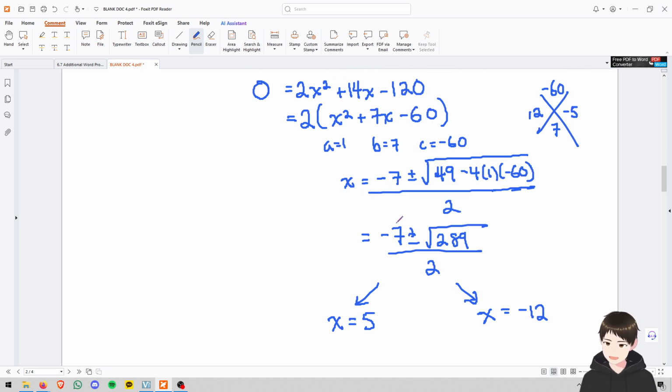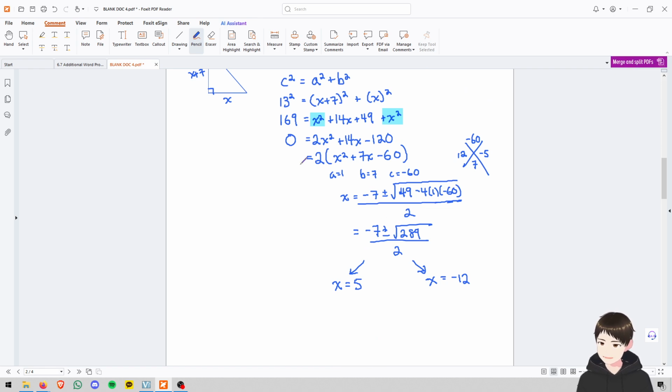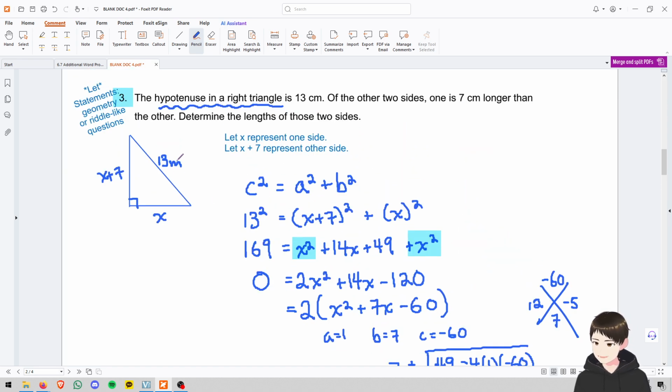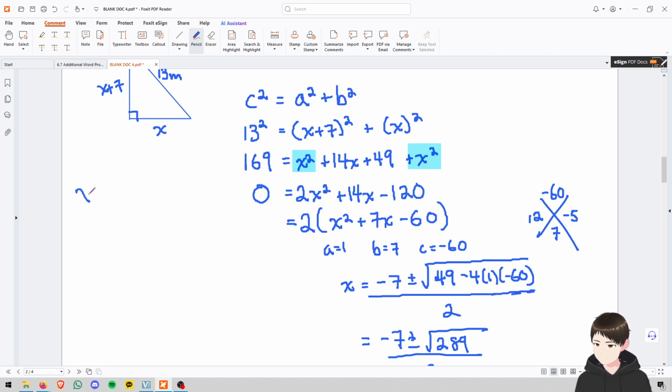Great. So here we go. Since I have my x-intercepts for this equation, I also have the roots for that equation. What am I saying? It means, when will the hypotenuse of 13 be created when you have a side and a side plus 7? X could be 12, or x could be negative 12, or a positive 5.